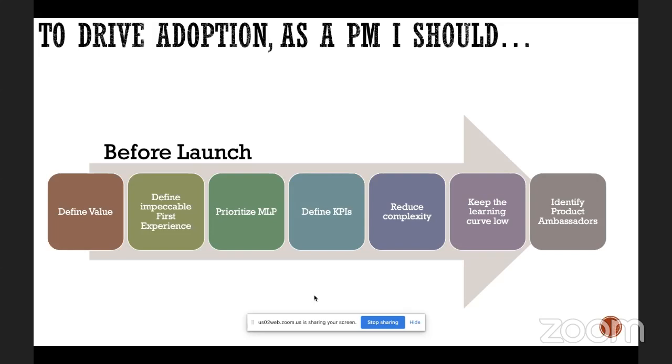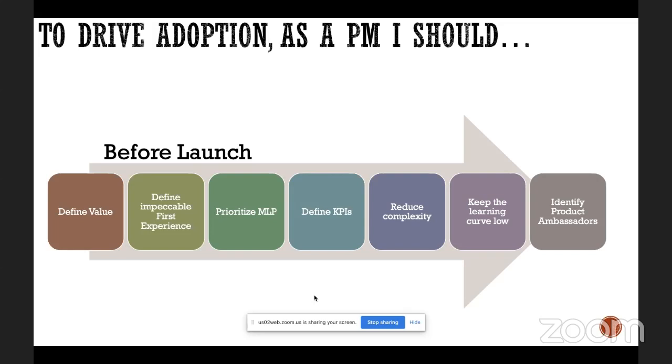Then, reducing the complexity. There are times when multiple iterations may be required. The first time you envision a feature, it is quite possible that you are used to working in a certain environment and you understand how things work. But it's amazing when you take those first iterations to your customers and they are unable to figure it out. So anticipate and reduce the complexity of your product, keeping the learning curve low.